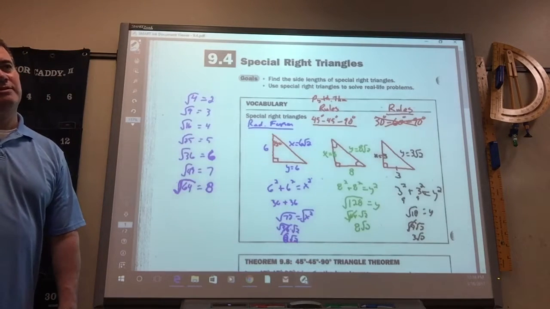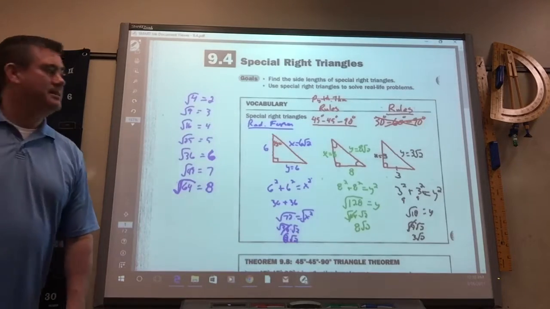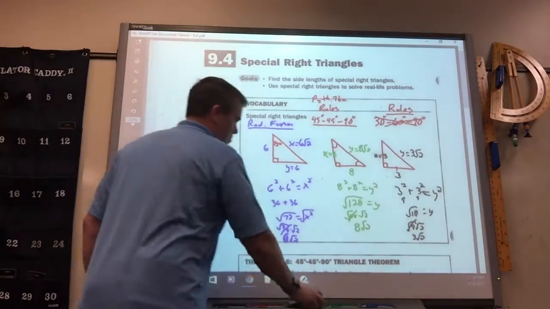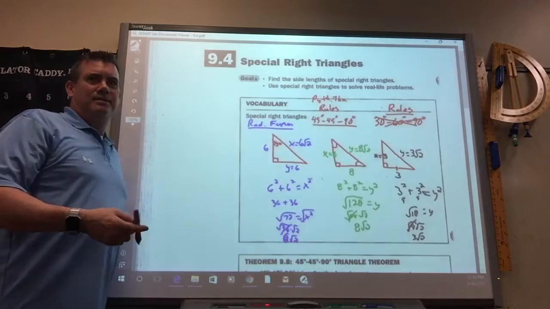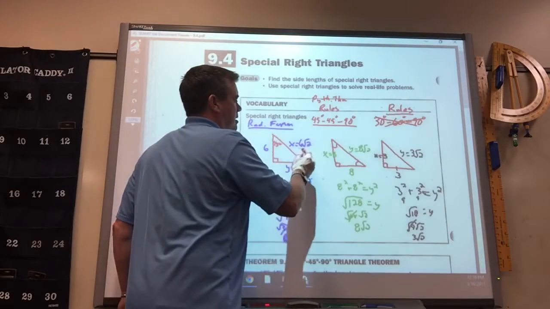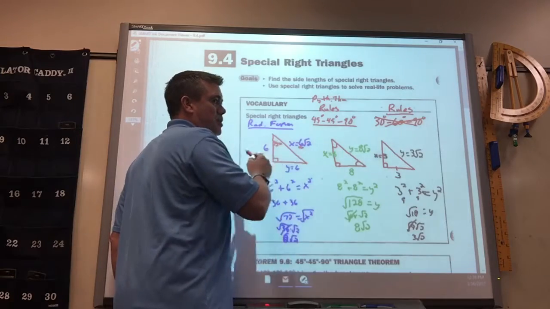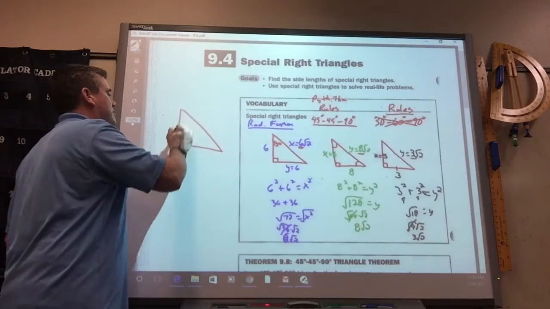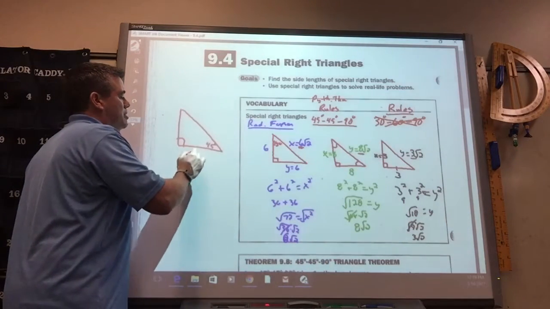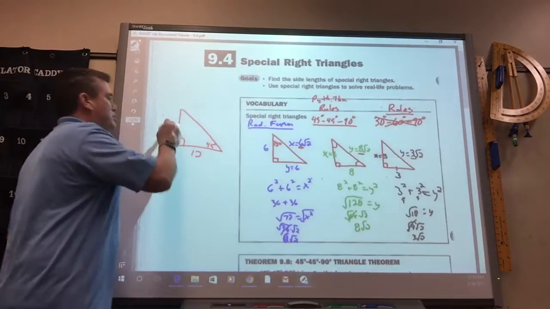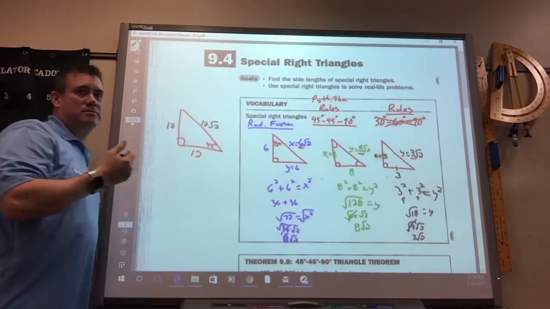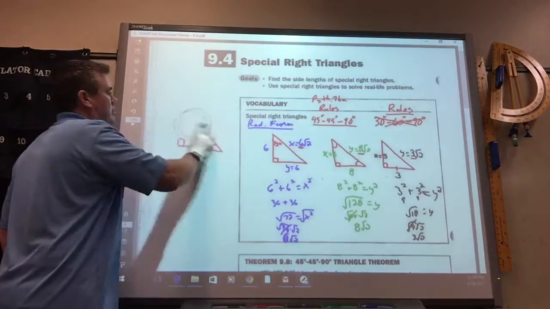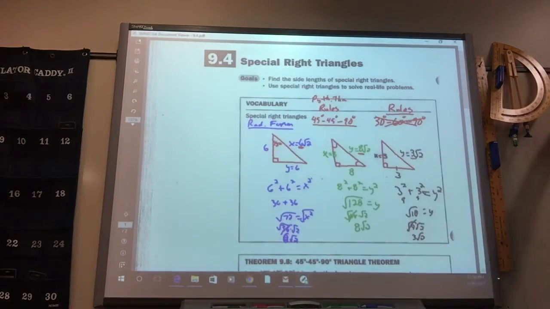So does anyone see the pattern to find the hypotenuse? Somebody's got to be able to figure it out. It's always the one side, the other side. Oh, yeah, 6 square roots of 2. 8 square roots of 2. 3 square roots of 2. Whatever the legs are, the hypotenuse is just the leg times the square root of 2. So if you had this, if this was 12, this would be 12 and this would be 12 square roots of 2. Okay? So that's the first rule. I'll put that over here so you've got it for an assignment.